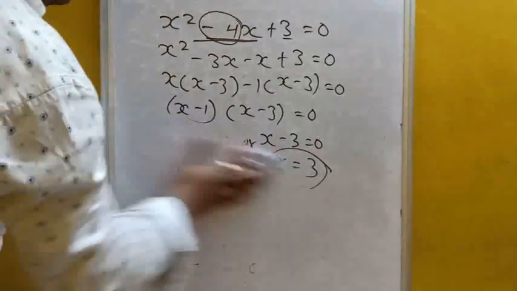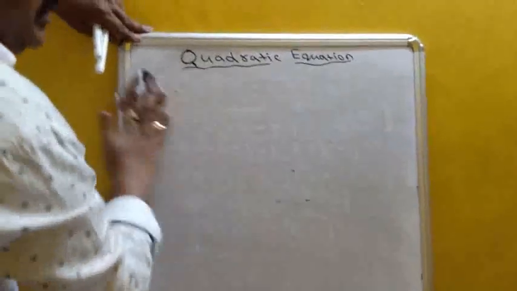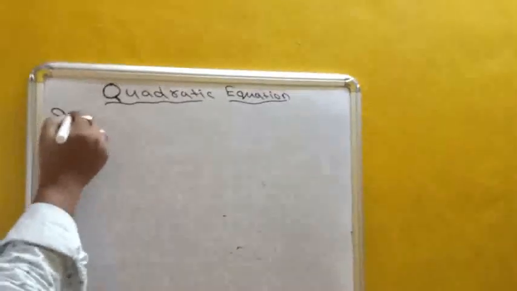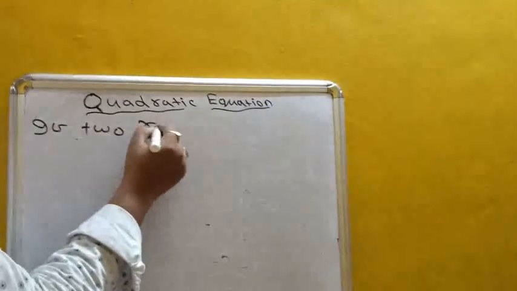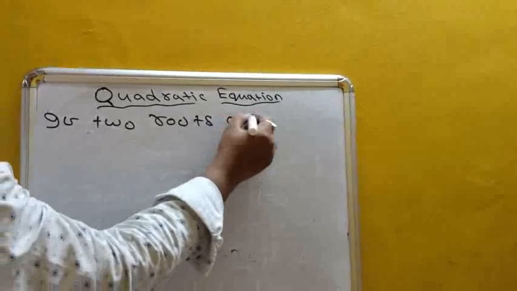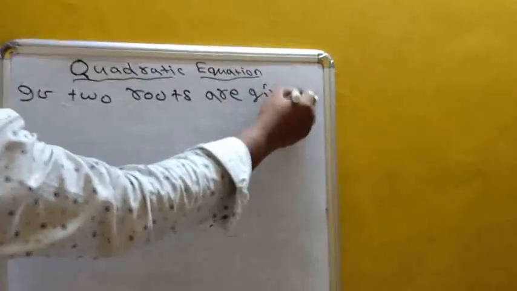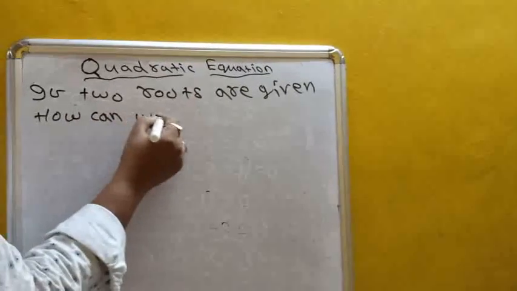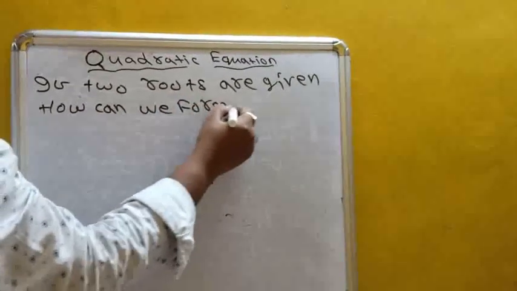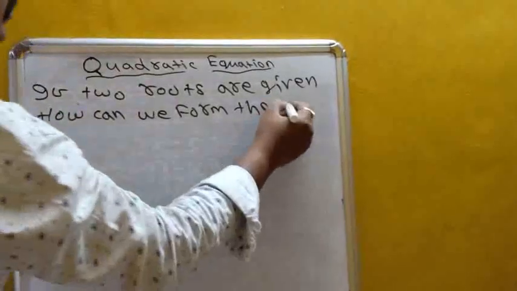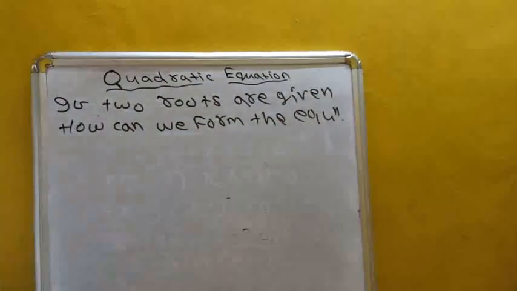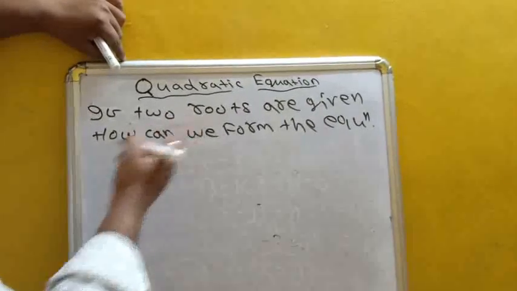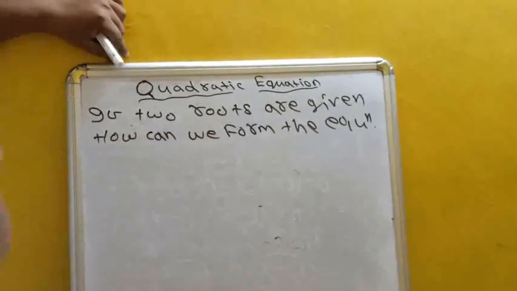Just like an example I want to tell you. You write the formula also for this one. If two roots are given, how can we form the equation? So if two roots are given, so what are the roots? Or he can tell you about the solutions.